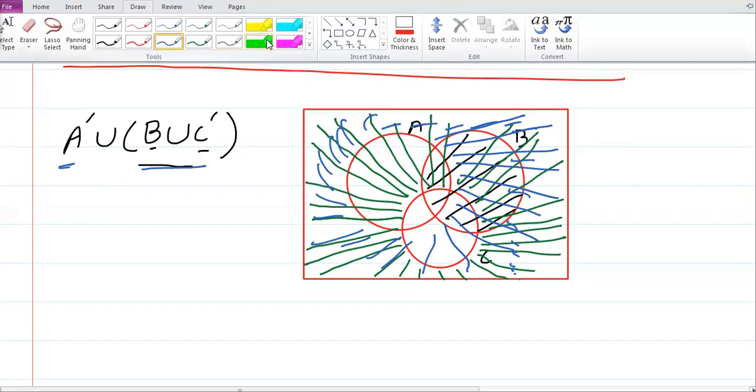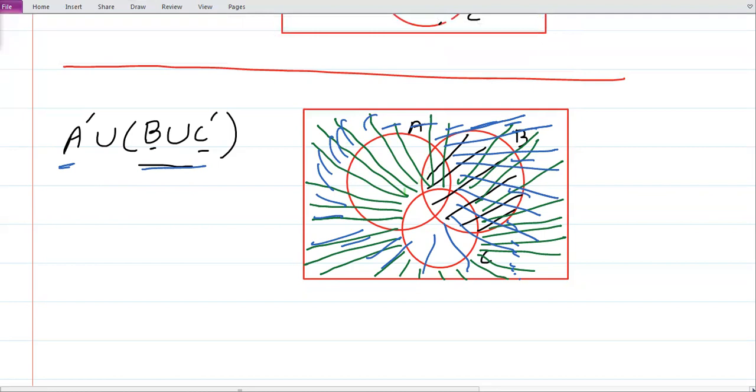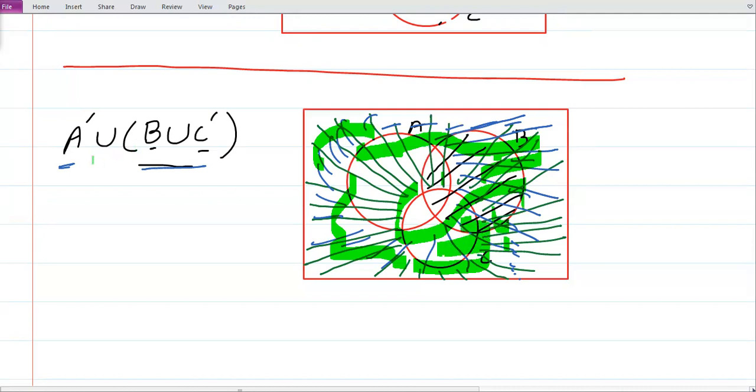If you want to do it with the same color, do it with the same color, and at the end it's better to leave it with the same color. So what we are going to do right now is, you can say this all is included, except this one will not be. So outside this one, everything is actually what you can shade. This green portion is there. So that is your A complement union B, union C complement.